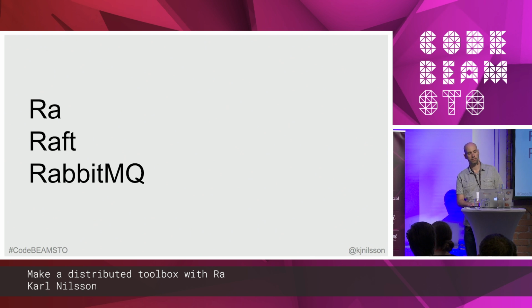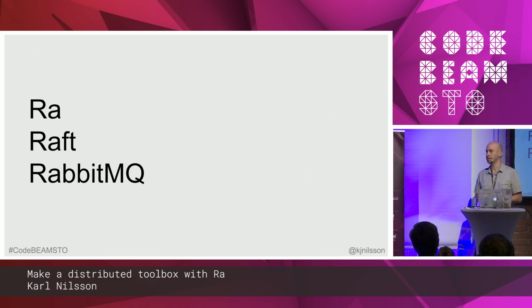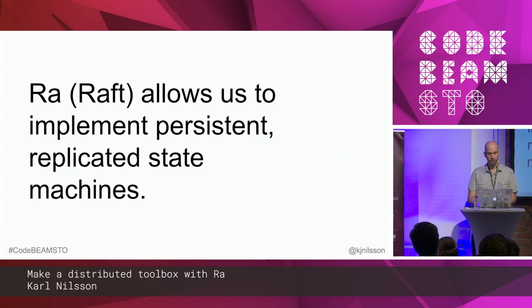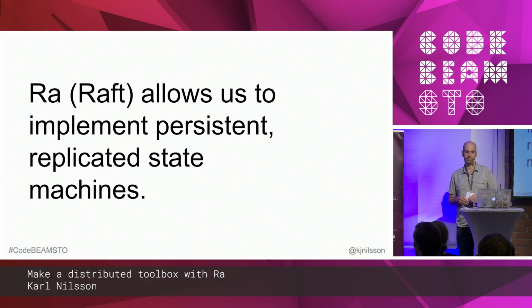So RA is a Raft implementation, and we made it for RabbitMQ, but it's a separate standalone library. RabbitMQ consumes it as an external dependency, so it's completely decoupled from Rabbit itself. So RA, by virtue of being a Raft implementation, allows us to implement persistent, replicated state machines. And that's how it's useful.